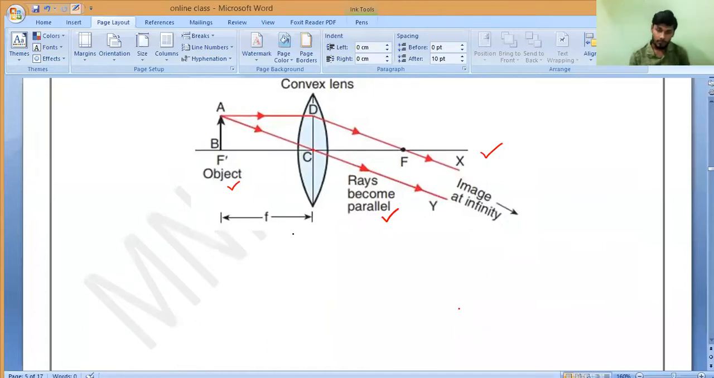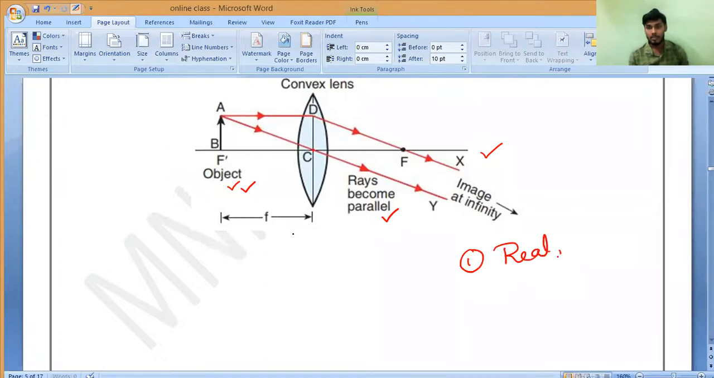What we can say? Highly magnified image. Now, characteristics of image. What can you write? We cannot represent it on the screen. That is what we can write. So the object is placed at F dash, so the image will form at infinity. Now what are the characteristics you can tell me?